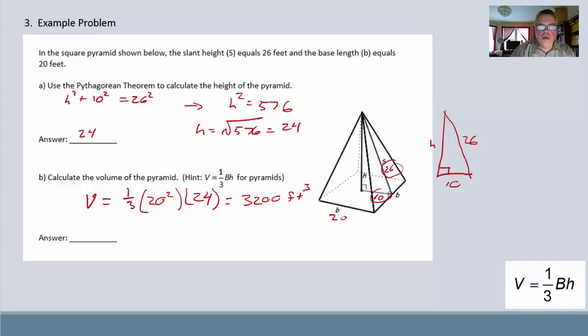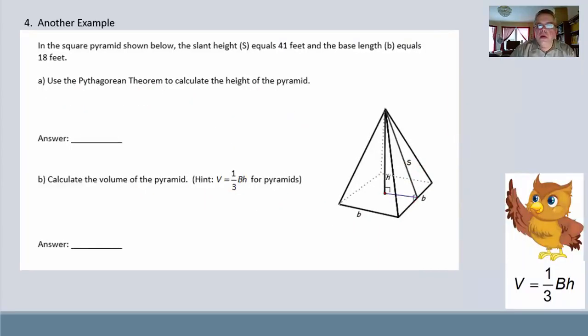All right, here we go. One more example. All right, so this is a slightly different problem. Same setup, same questions, but this time the slant height equals 41. So that distance right there is 41, and the base is 18. Remember, that's the whole length of the base. So this little part right here is half of that because it goes from the center of the square to the side. So that's 9.